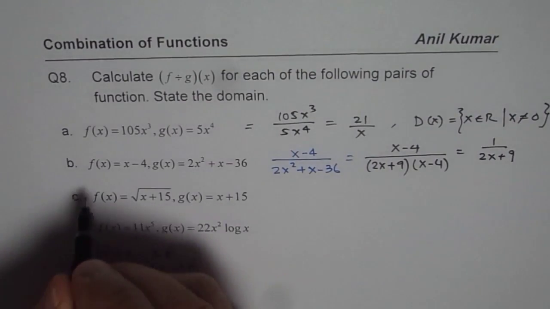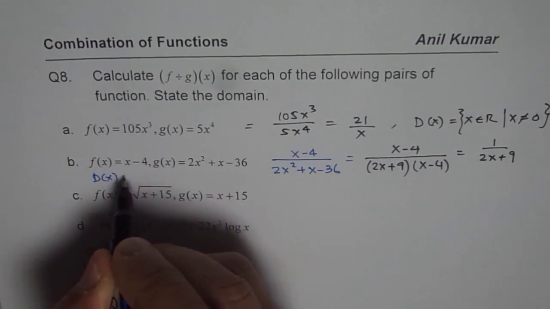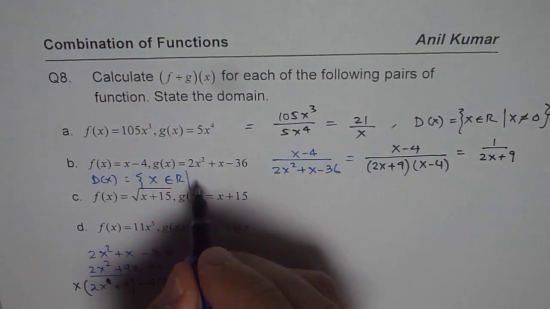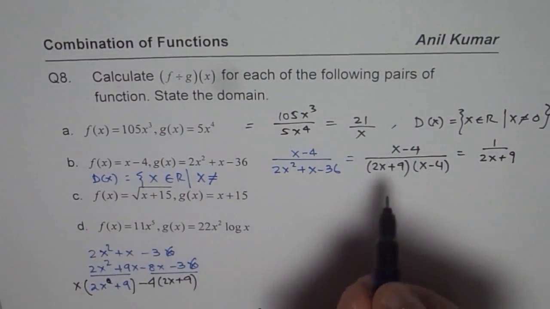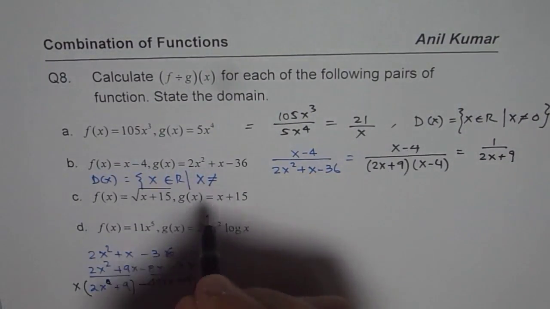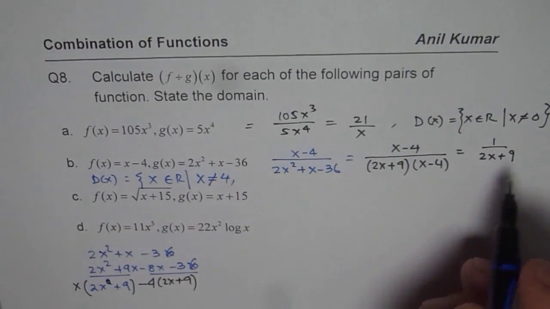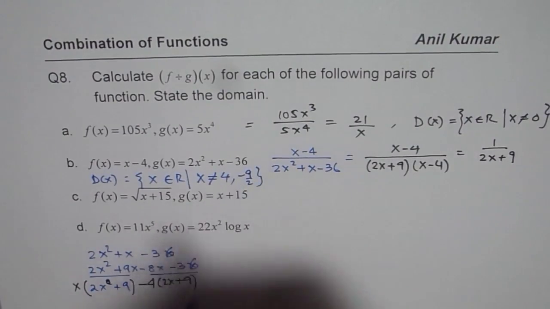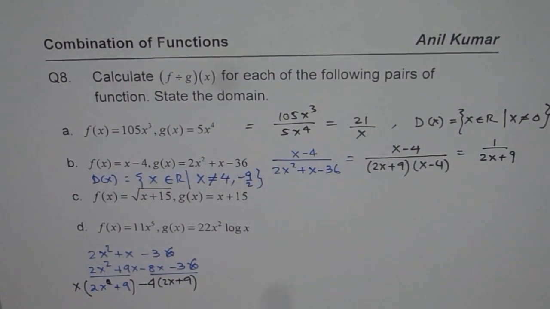And the domain here, let me write down the domain. Domain is x belongs to real numbers such that x is not equal to 4, and it is not equal to minus 9 over 2. Is it okay? So these are the restrictions on the given function. That is how you should be doing it.